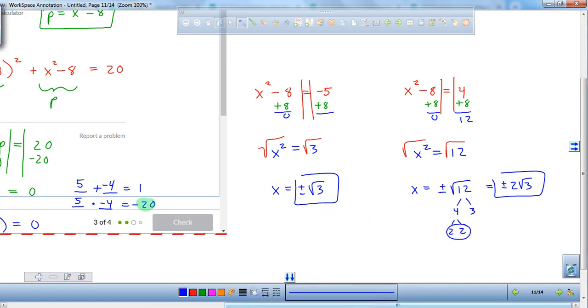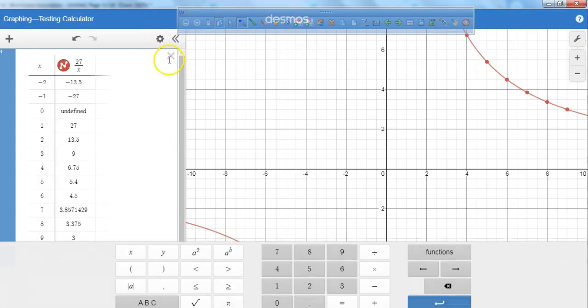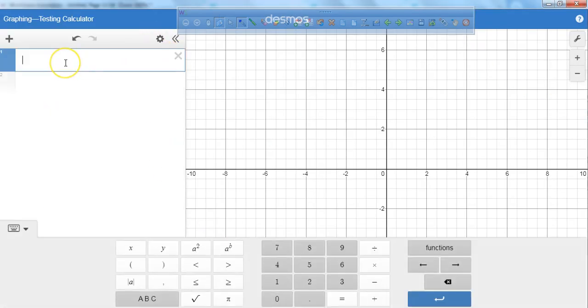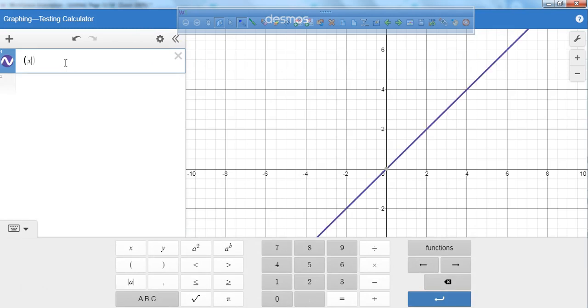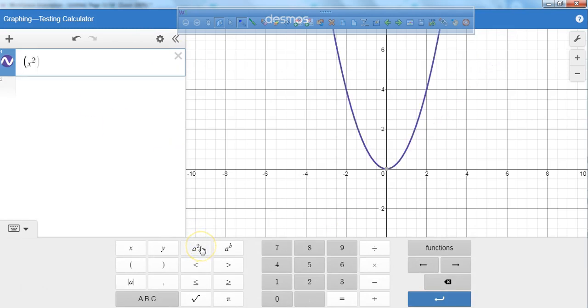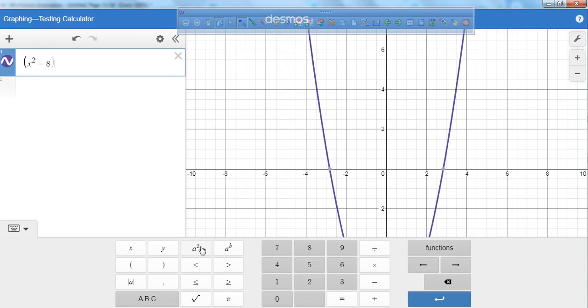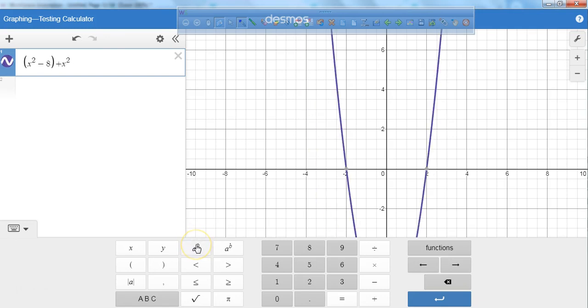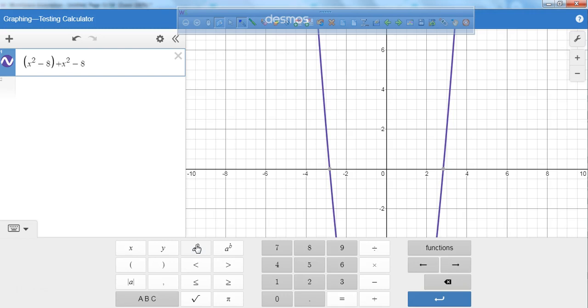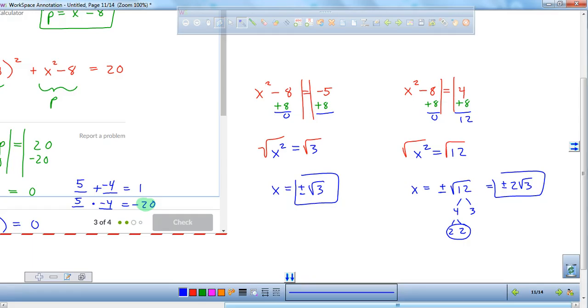So right here, I'm going to clear this out. I'm going to go to the original problem, which was x squared minus 8, plus x squared minus 8. And there was an equals 20, but let me look back real quick at the problem. Oh, x squared equals 20.